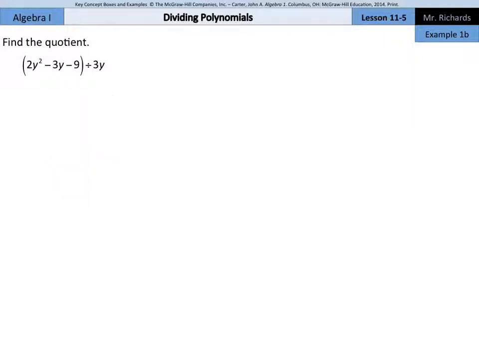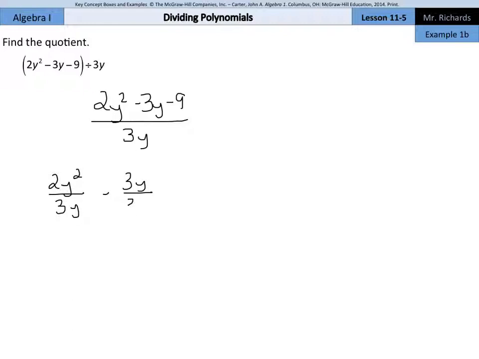In our next example, we have find the quotient of the quantity 2y squared minus 3y minus 9 divided by 3y. So if we start off by writing this as a rational expression, 2y squared minus 3y minus 9 all over 3y. We'll divide each term now by 3y. So 2y squared divided by 3y minus 3y divided by 3y minus 9 divided by 3y.